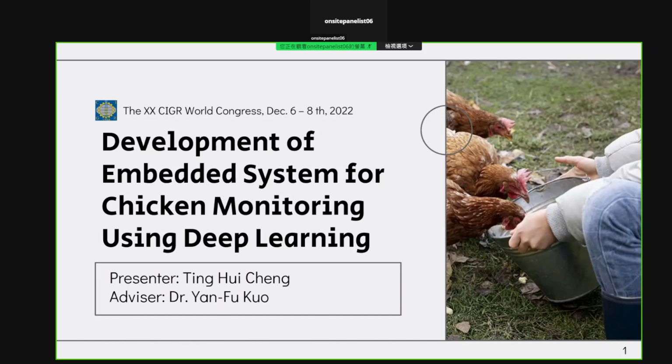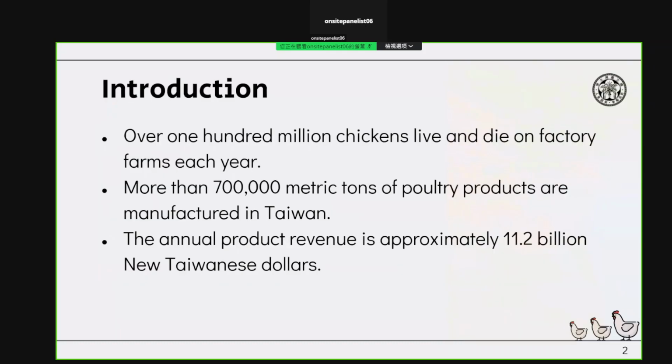My name is Ting-Hui Cheng, and I'm from National Taiwan University. My research topic is development of embedded system for chicken monitoring using deep learning. My advisor is Dr. Yanfu Gu. Before I talk about my research, let me introduce you more about chickens.